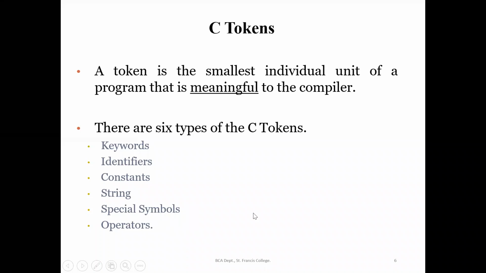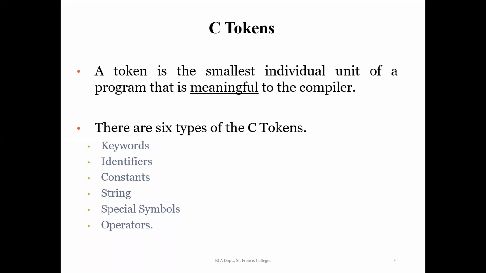So what are the 6 types of C tokens? This is one question, let me see who all remember. Keywords, identifiers, constants, strings, special symbols, and operators. This is a sure question for the university exam also, so you should remember. Write in your notes: keywords, identifiers, constants, strings, special symbols, and operators.